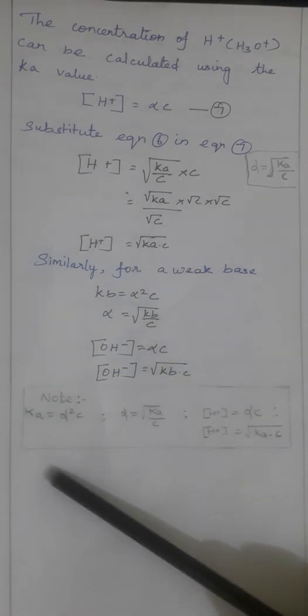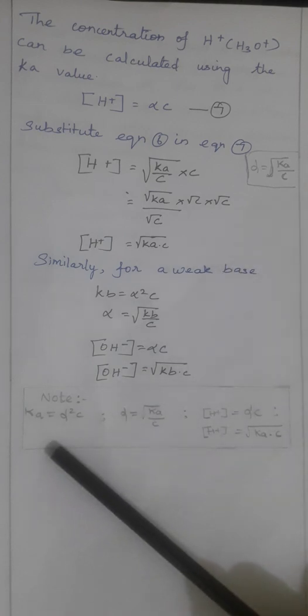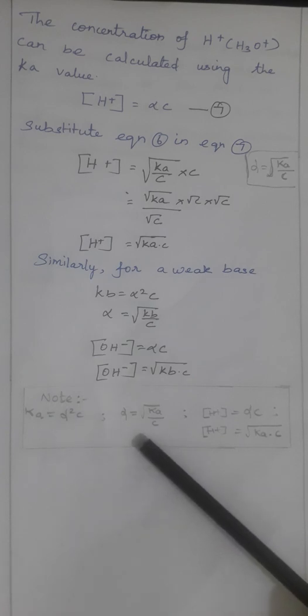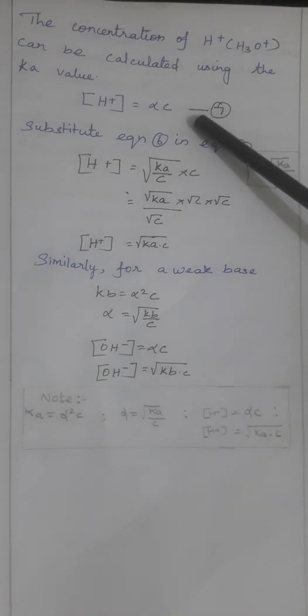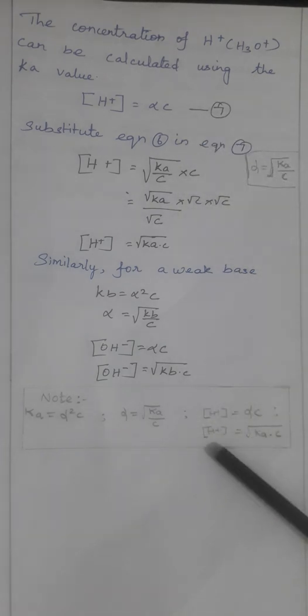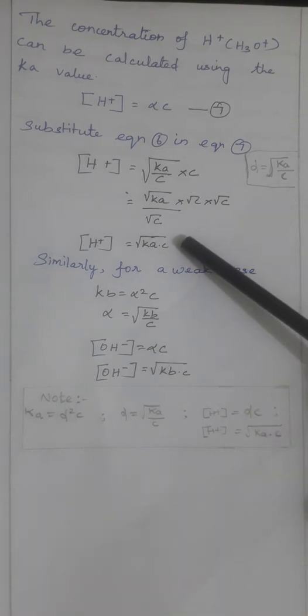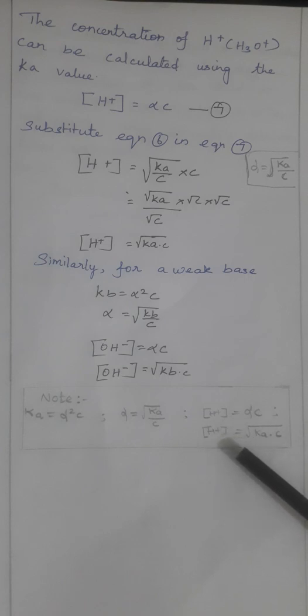What are the formulas derived from the expression? Ka equal to alpha squared C. Alpha is equal to root of K by C. H plus concentration is equal to C alpha. H plus concentration is equal to root of Ka dot C. These formulas are derived for a weak acid.